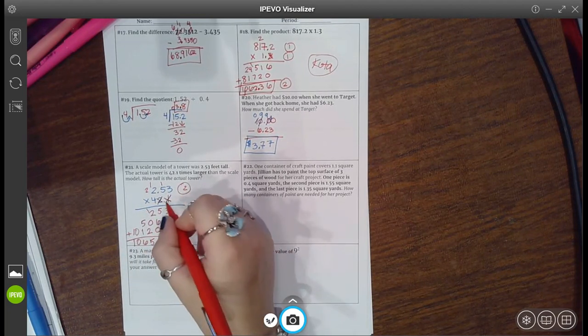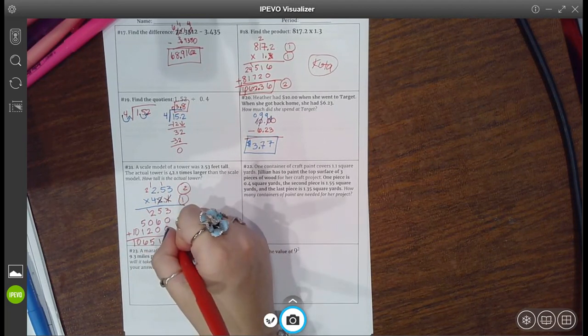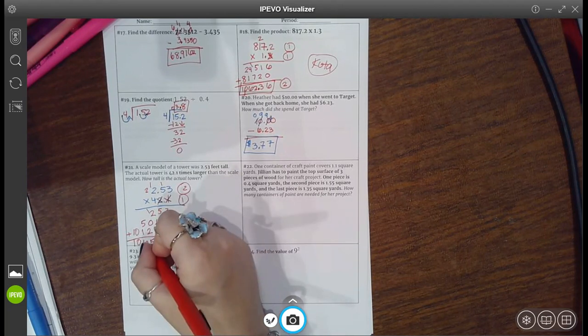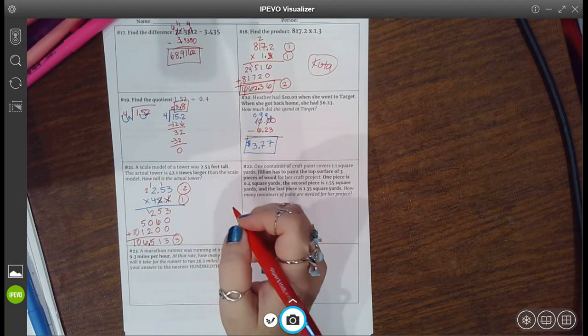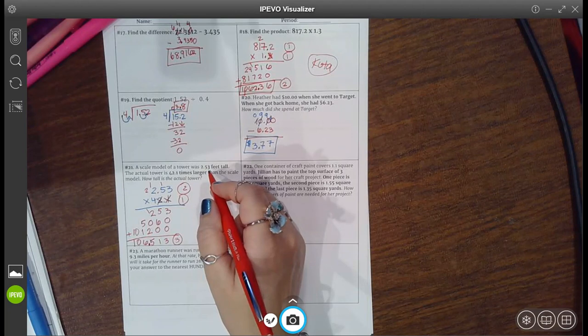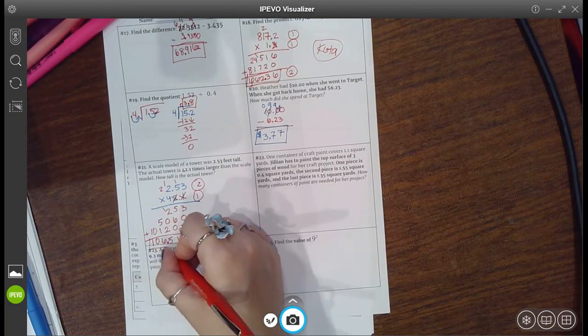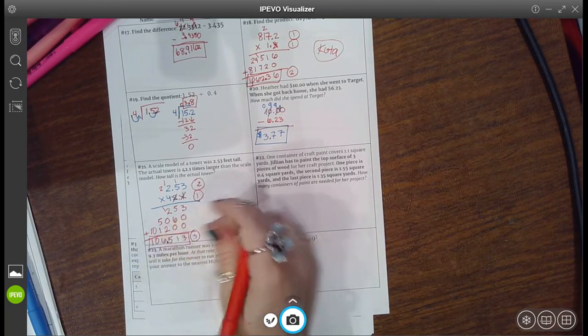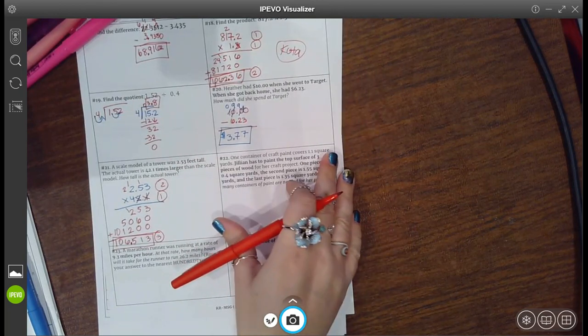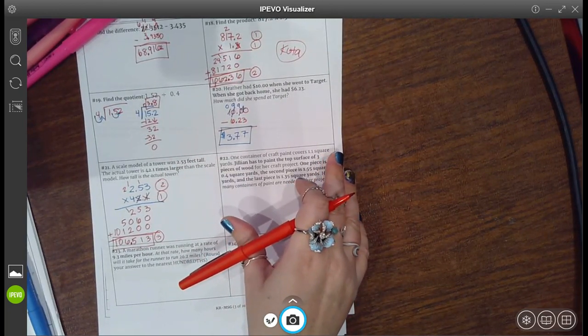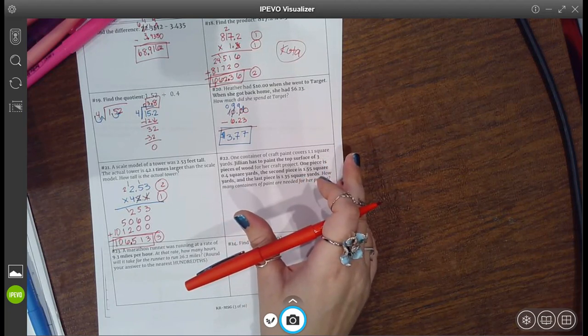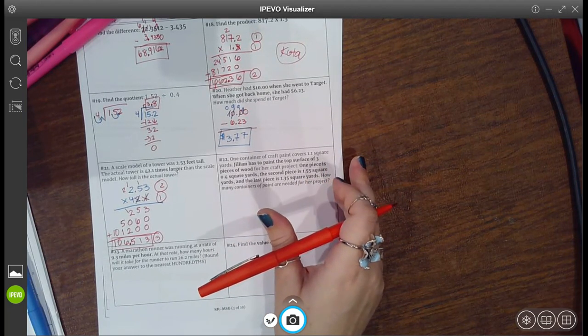There's 2 numbers after the decimal, 1 number after the decimal, for a total of 3 numbers needed after the decimal. So if it started as 2.53 and it's 42.1 times larger, it's 106.513. It is actually 106.513 feet tall.